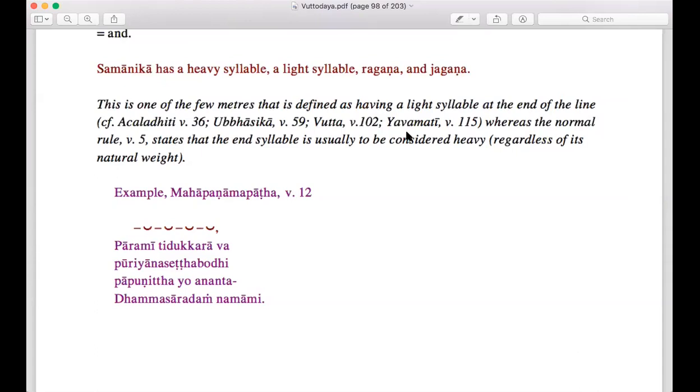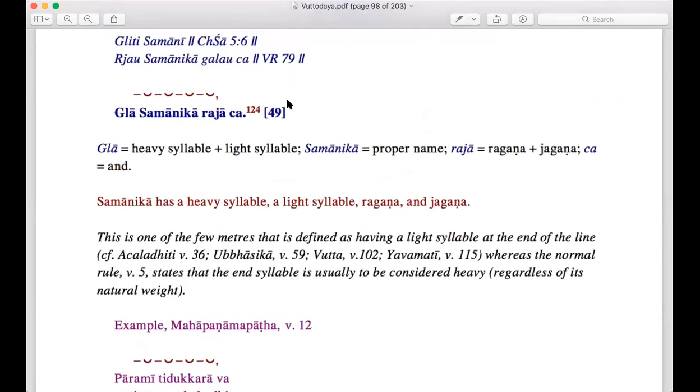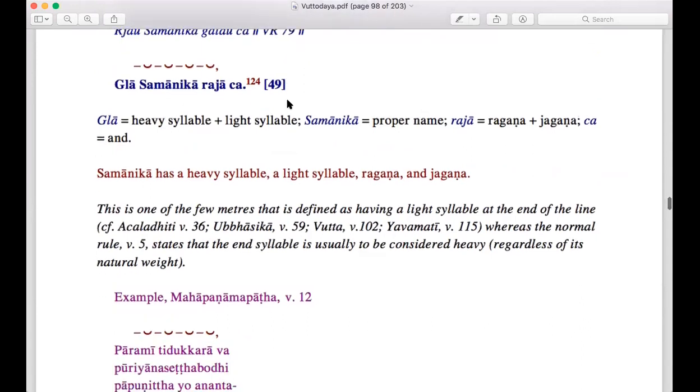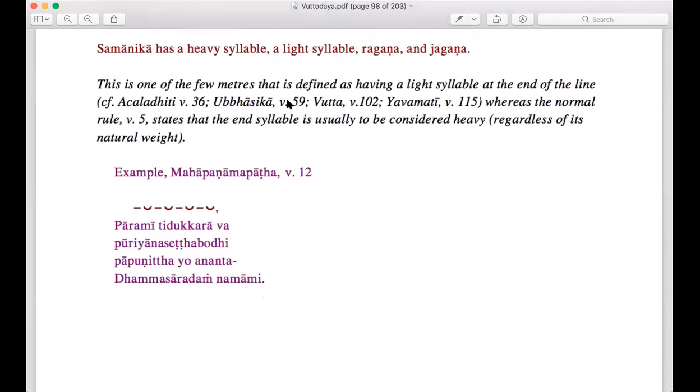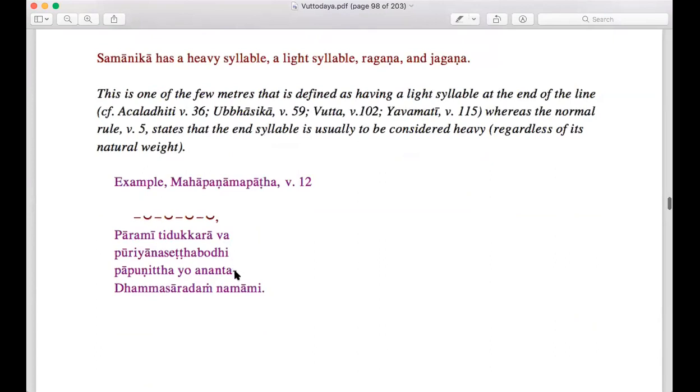Whereas the normal rule in verse 5 in the first chapter states that the end syllable is usually to be considered heavy. This is the normal way, but here in such examples, the ending syllable can be light too. This is an example from Mahapanama Patha: Paramiti Dukkarava Puri Yana Setta Bodhi Papunita Yoananta Dhammasara Dang Namami. This is an example for Samanika verse. You can observe that all the ending syllables are light, not heavy.